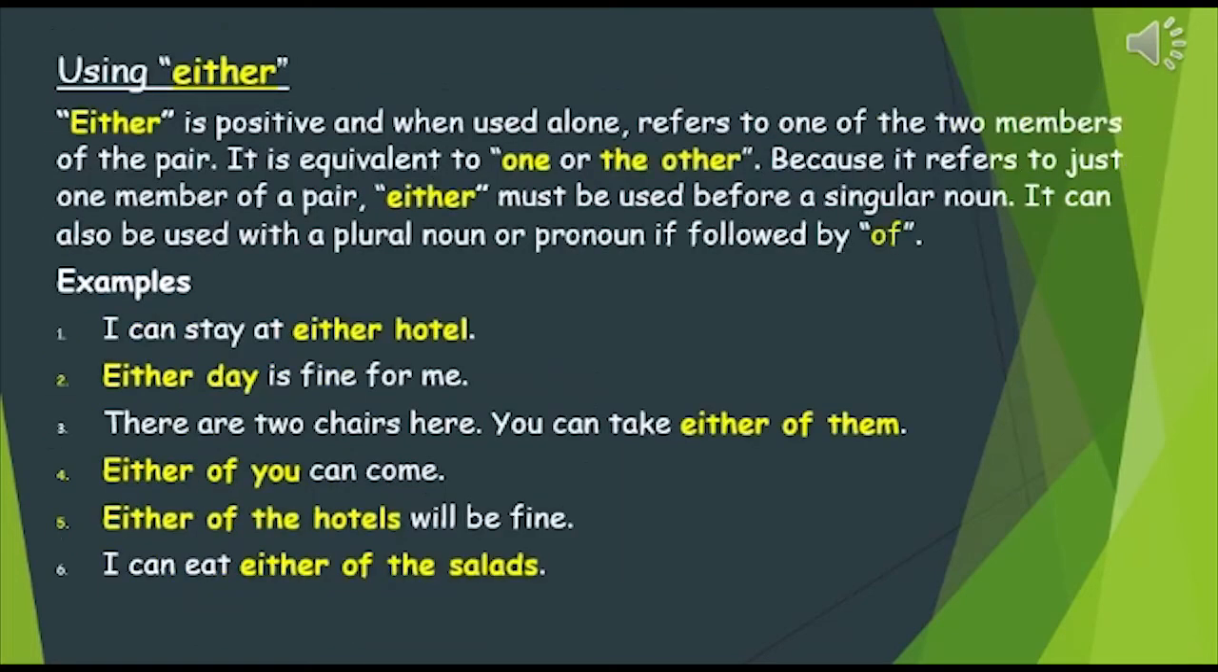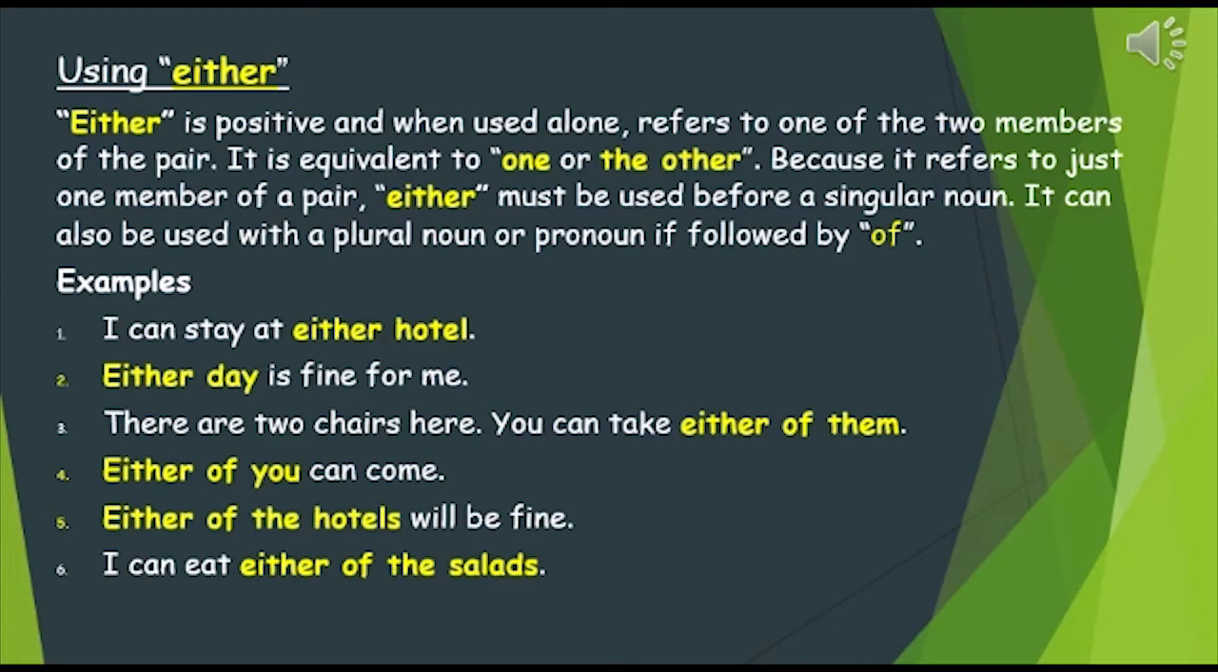Using either. Either is positive and when used alone refers to one of the two members. Of course, it comes in the affirmative form, giving the meaning of affirmation, not negation. We mean one of two. It is equivalent to one or the other, because it refers to just one member of a pair.